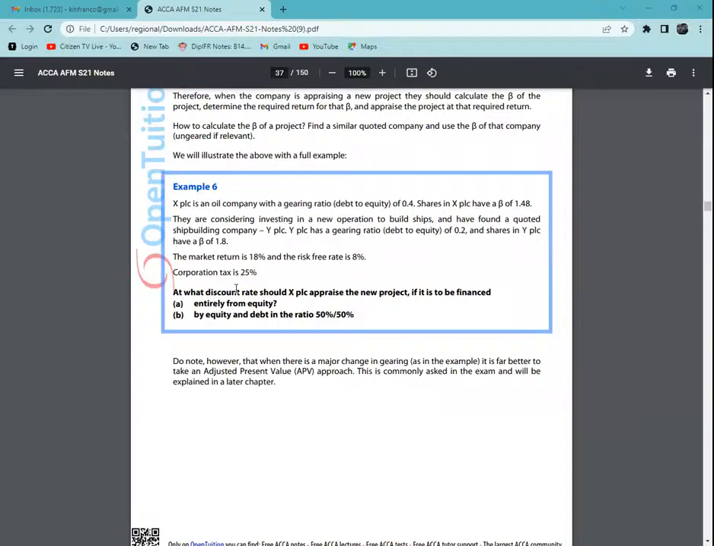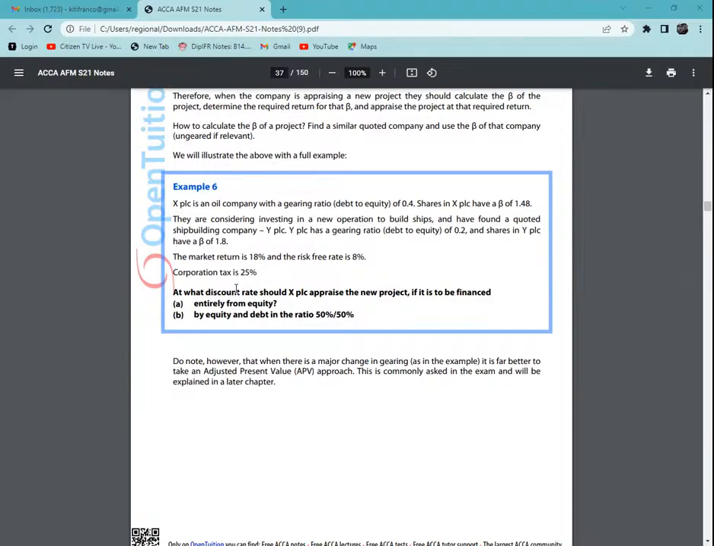Now, my good students, I can see a situation where I've got two beta values, 1.48 and 1.8. So between those two beta values, which one is the relevant beta value that I should start using for purposes of computing a base net present value? Which one is the most relevant beta?